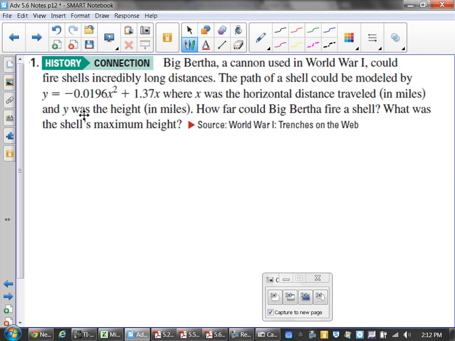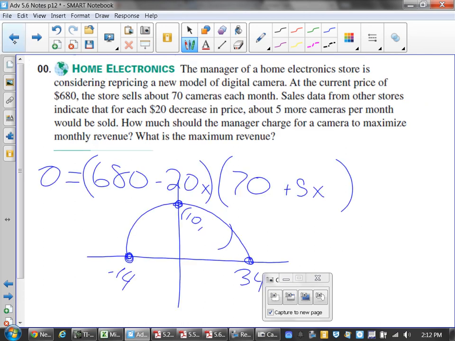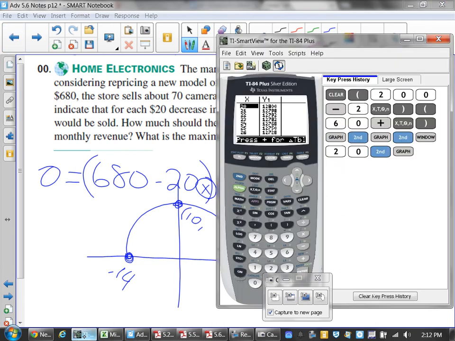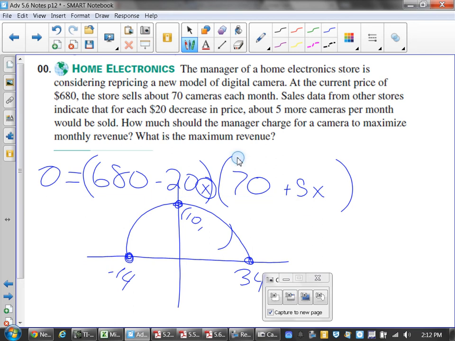Wait, Mr. Murphy, I have a question about the other one. What does the 10 have to do with anything? That's the X value. That value of 10 is what goes here that maximizes your revenue. So would you put the 10 into the 680 minus 20 times 10, and that would be your answer? You'll get your answer. But like I'm saying, if you put that directly into your calculator, don't worry.